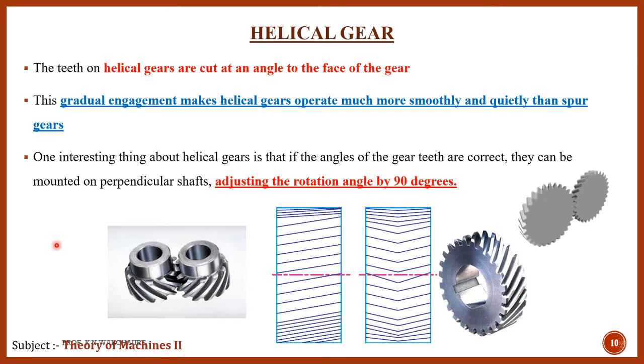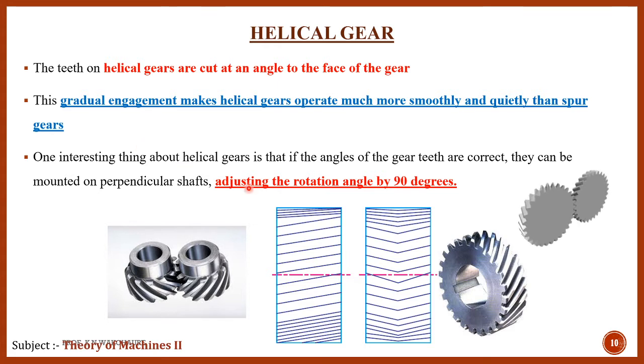Second type, which is the helical gear. In the helical gear, you can see that this is the axis of rotation, this is the axis of rotation, and the teeth are inclined to the axis of rotation. This angle is called the helix angle.